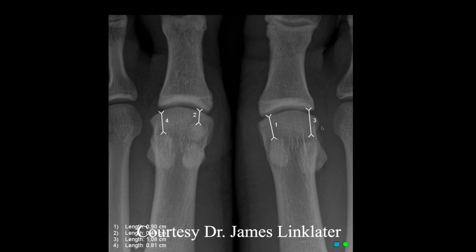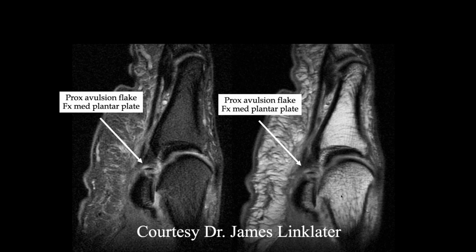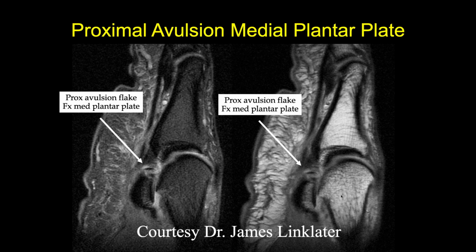Actually, I'm sorry. I think this is the symptomatic side. This is the asymptomatic side. Sorry. Okay. Yeah, that makes more sense because there is retraction of the medial sesamoid as compared to the other side, as compared to the left side. So there might be a tear at the proximal phalanx of the plantar plate, or the sesamoid ligament to the plantar plate. Yeah, there we go. We have an avulsion tear of the medial plantar plate. So that makes more sense. Good. Good.